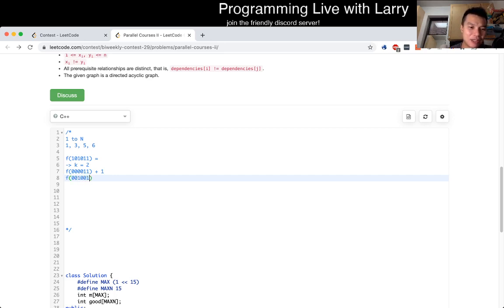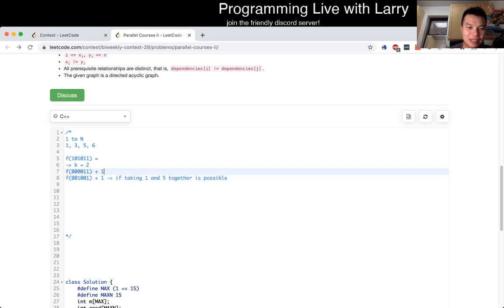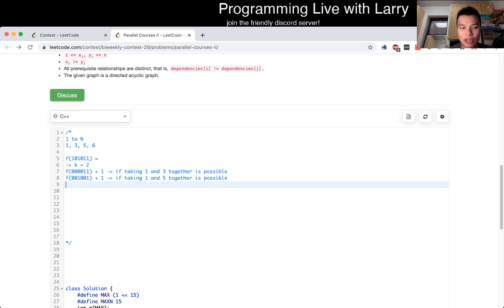So then we try this one plus 1, if taking 1 and 5 together is possible. This is if taking 1 and 3 together is possible, right? So you enumerate all these possibilities, which is already tricky as well. And that's basically the recurrence. It's really just brute force dynamic programming in that way.